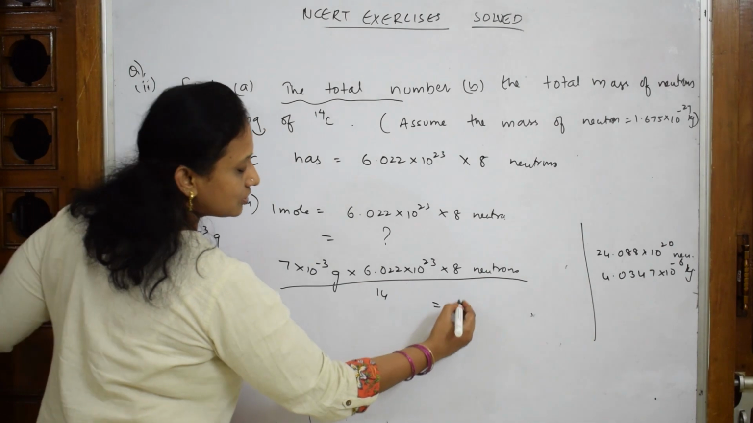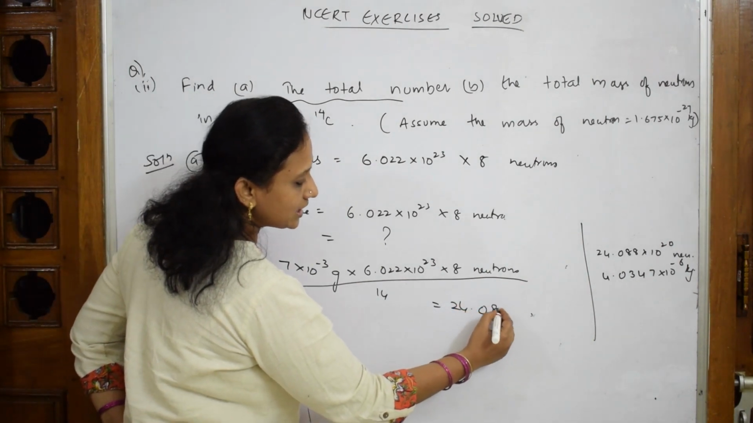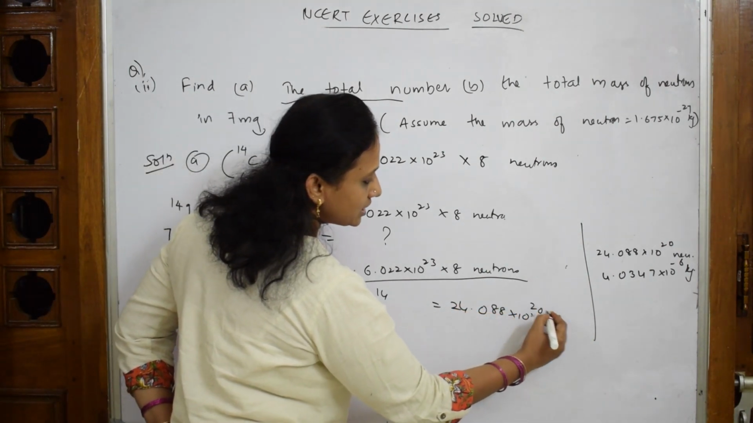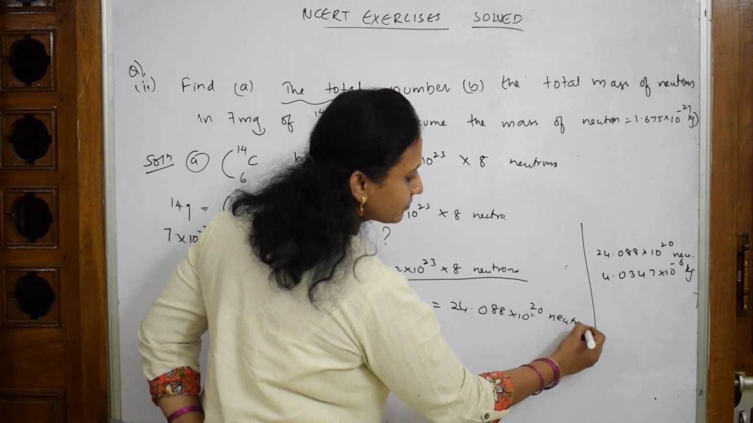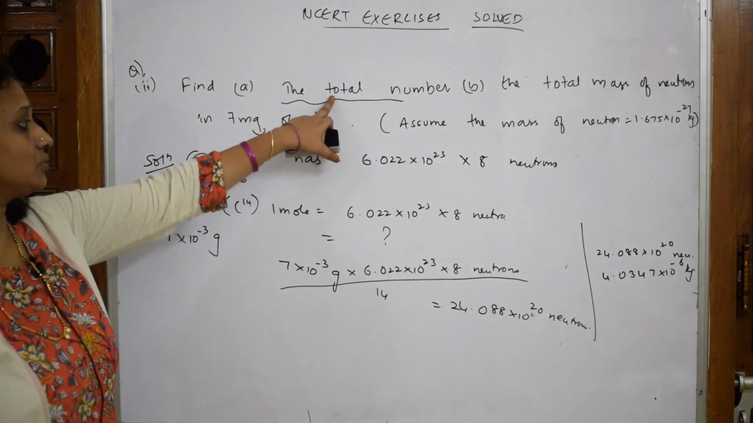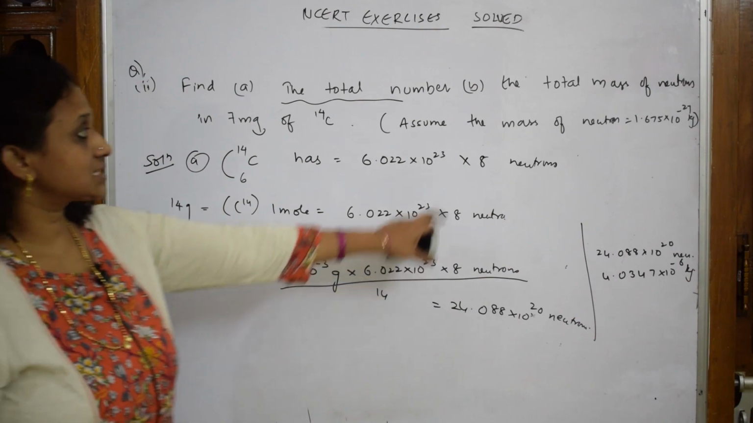I get an answer of 24.088 into 10 raised to 20 neutrons. That's over. I found the total number of neutrons. Now let us come back to this.